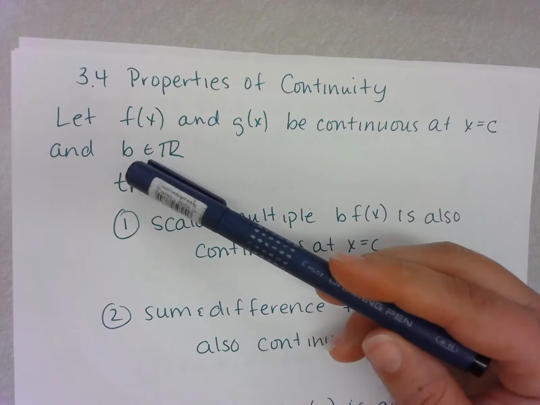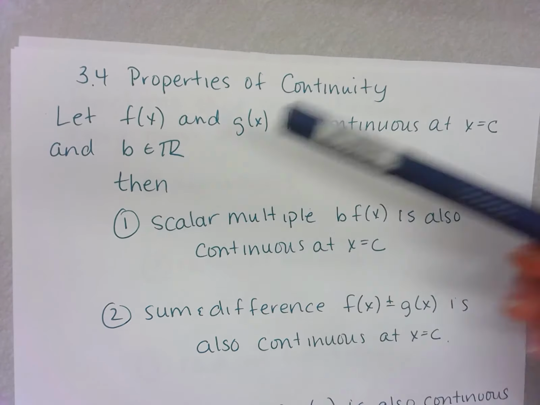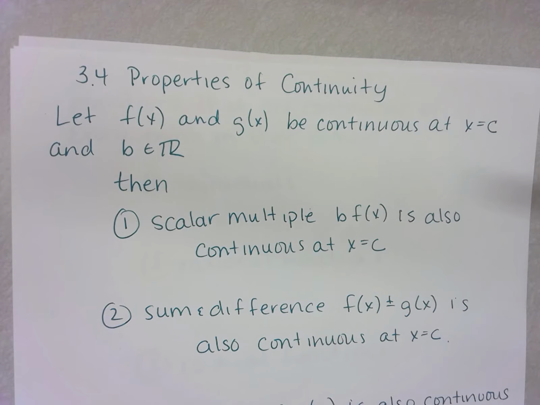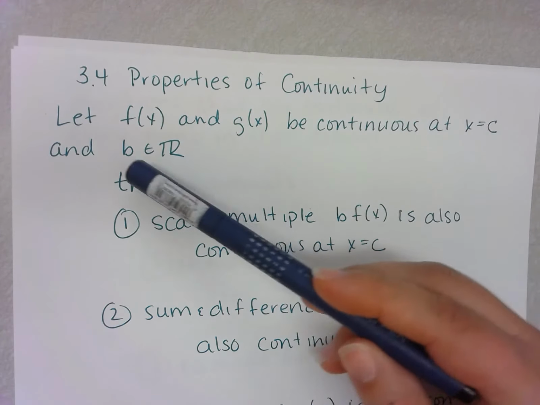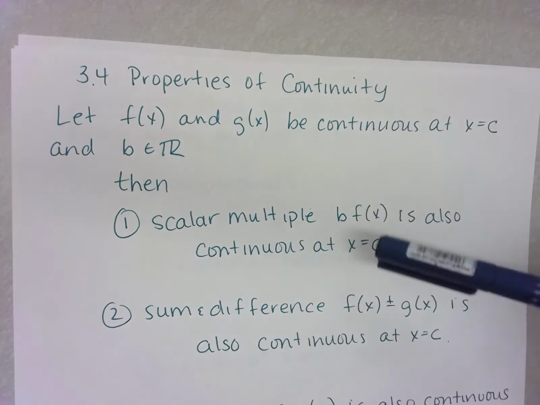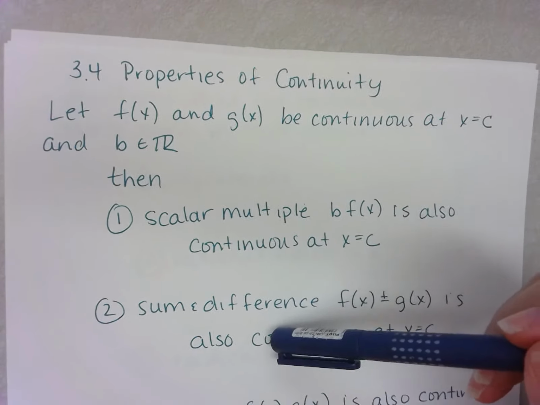And I just have b as an element of the real number system. This is just some mathematical synonyms. It just means that when I use b down here, it's a real number. That's all it means. Okay.